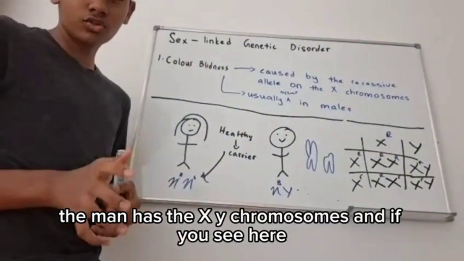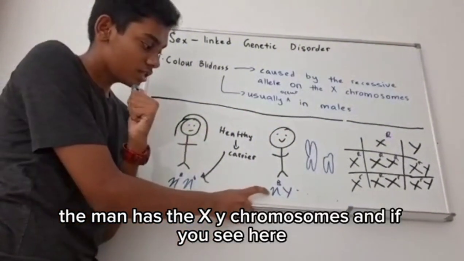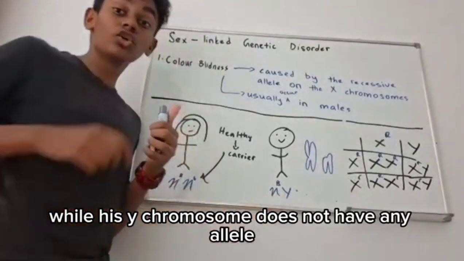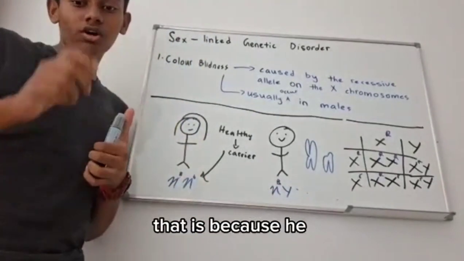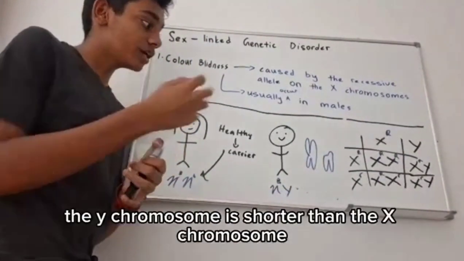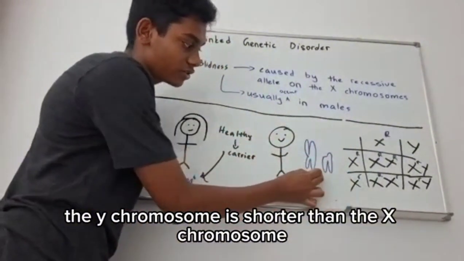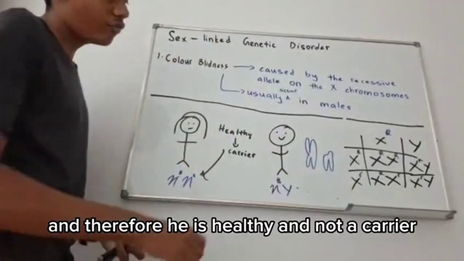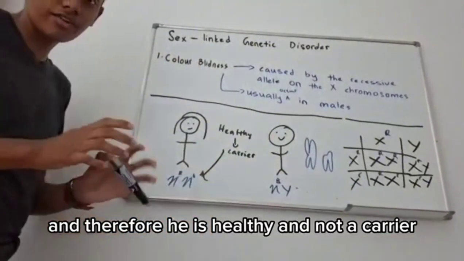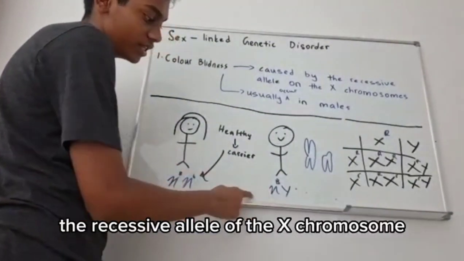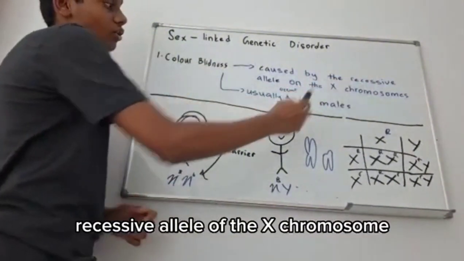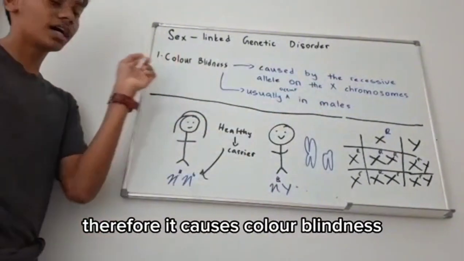Okay? Now let's look at the male. The male has the XY chromosomes, and if you see here, his X chromosome has a dominant allele, but his Y chromosome does not have any allele. That is because the Y chromosome is shorter than the X chromosome. If you can see, this is the X, this is the Y. And therefore he is healthy and not a carrier. It's because he does not have the recessive allele on the X chromosome. Remember the definition? Recessive allele on the X chromosome, therefore it causes color blindness.